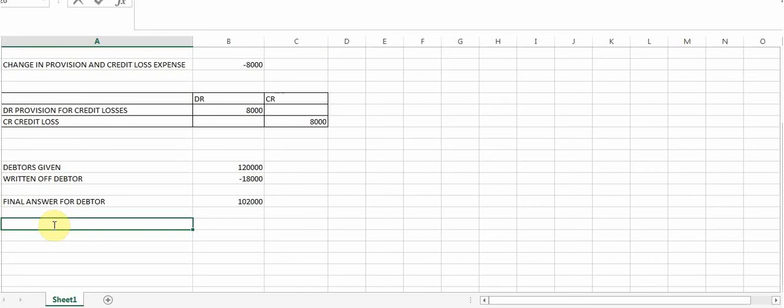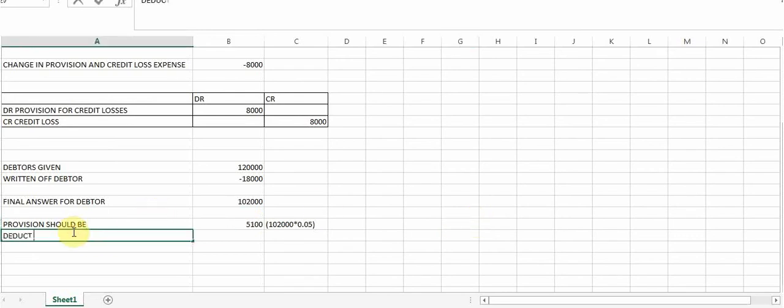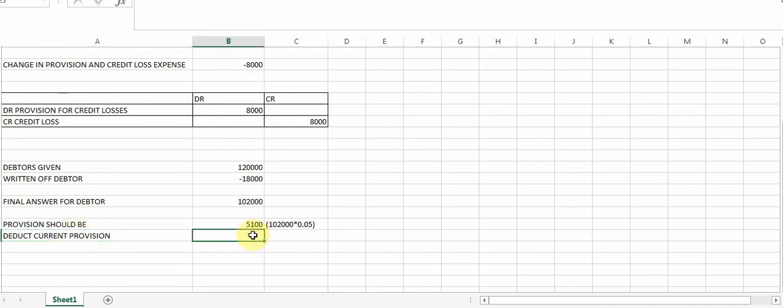102,000. Then what my provision should be is, of course, the 102,000. I'm going to times it by the percentage. That is now 5%. And it tells me that my provision should in fact be 5,100. I just deduct the current provision that was given to me. The current provision is 22,000. And again, I will see if I get to the sum of those two. 5,100 minus 22,000 gives me minus 16,900.